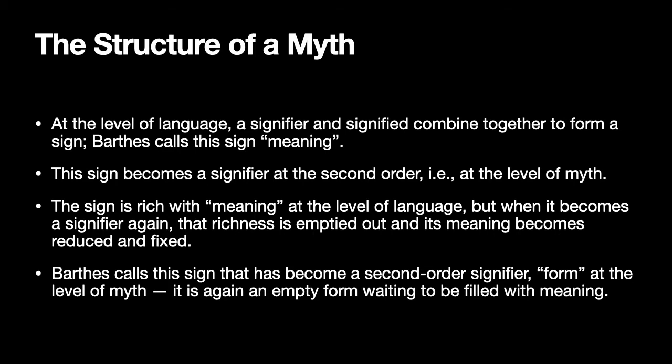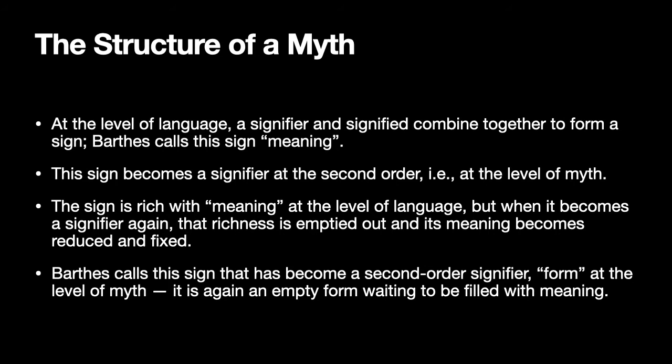And Barthes says that is true of any kind of combination. We have already mentioned the cover of the French magazine Paris Match, in which a black man is shown saluting the French national flag while wearing the French military uniform. This is an example that Barthes has taken. The black man giving a French salute, that is the meaning of the sign. But the sign itself becomes a signifier at the second order, that is at the level of myth.